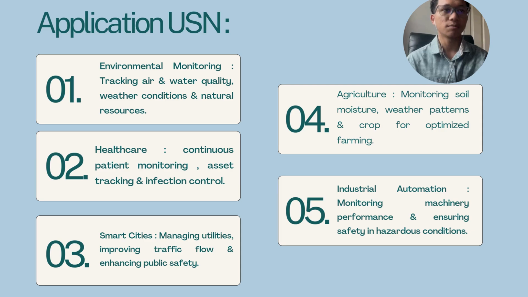The third is smart cities. Smart cities manage utilities, improve traffic flow and enhance public safety. The fourth is agriculture. Agriculture is used to monitor soil moisture, weather patterns and crops for optimized farming. So the final is the fifth. The fifth is industrial automation. It is used for monitoring machinery performance and ensuring safety in hazardous conditions.